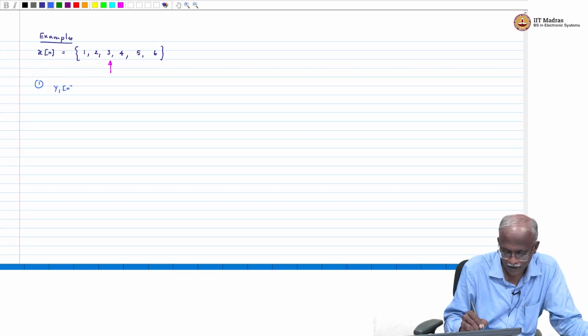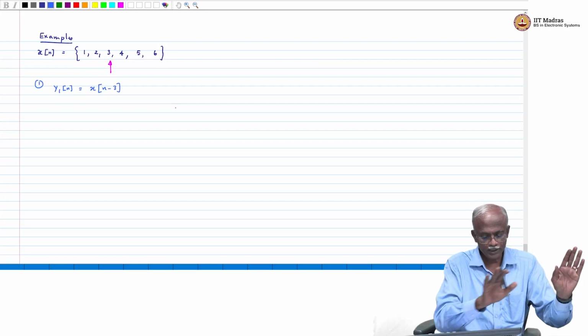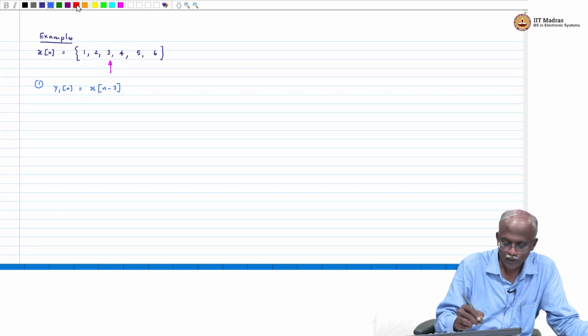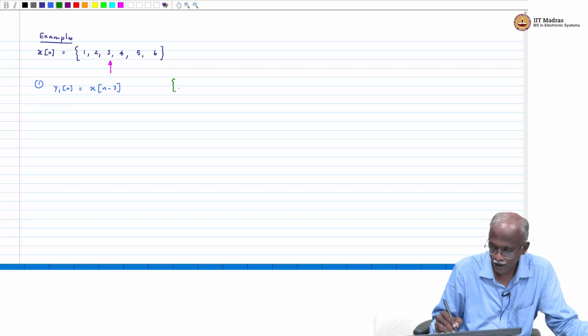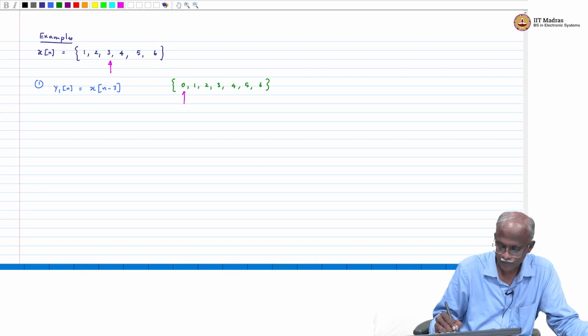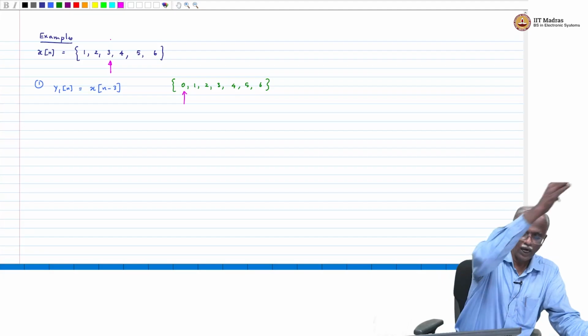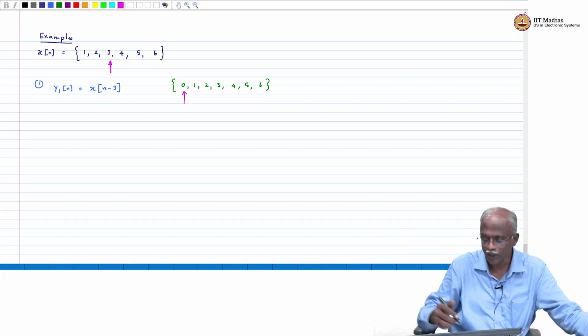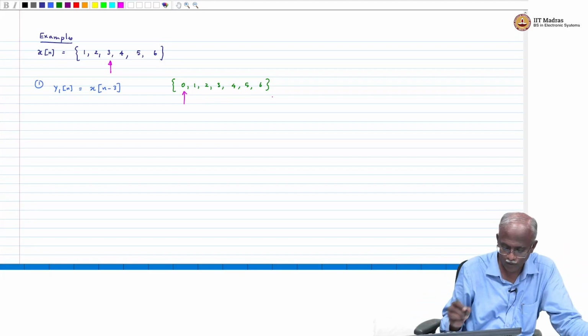The first operation is a shifting operation, x of n minus 3. Which means that you have to shift the sequence. This is a delay operation. You are shifting the sequence to the right. So, the answer is going to be 0, 1, 2, 3, 4, 5, 6, and the origin moved to this point, moved 1, 2, and a third. We are basically assuming it's a finite length sequence. It is zeros outside of this window. So, therefore, you can always introduce 0 valued samples.